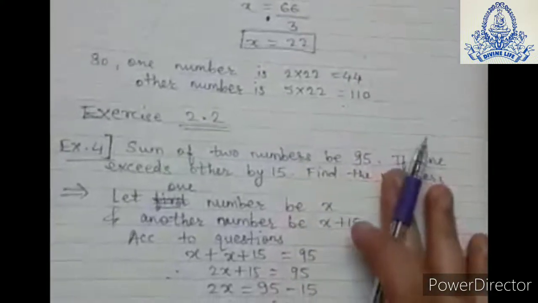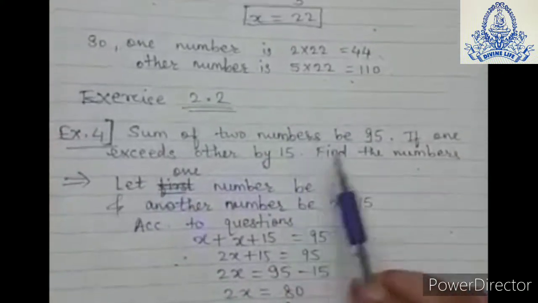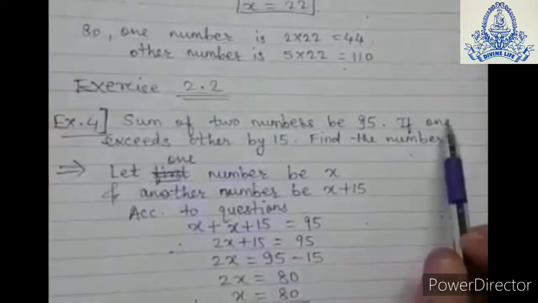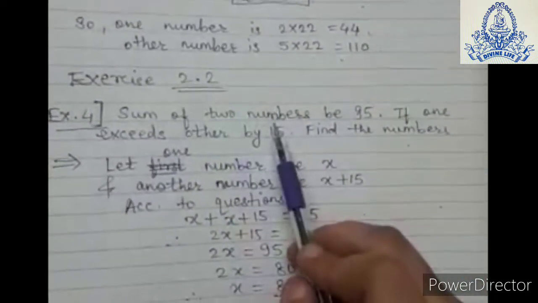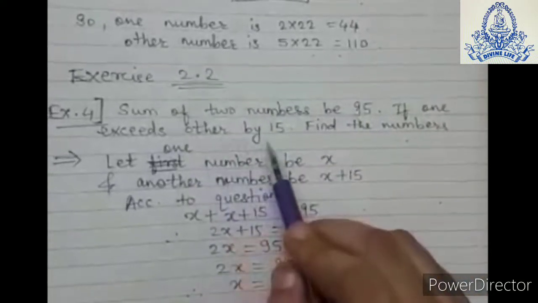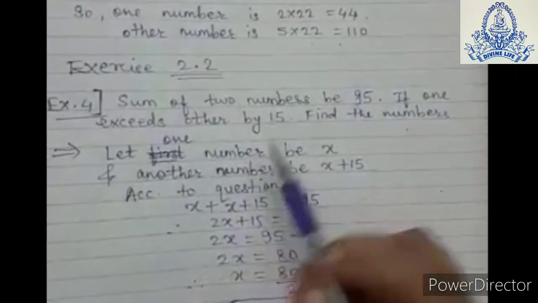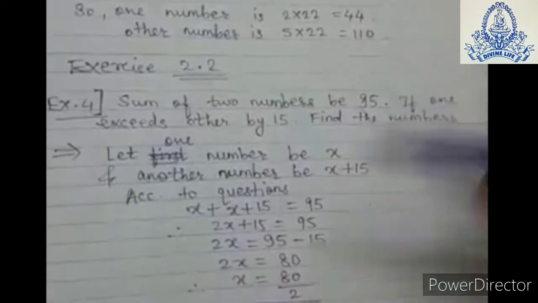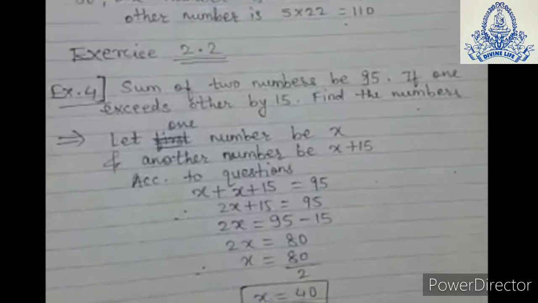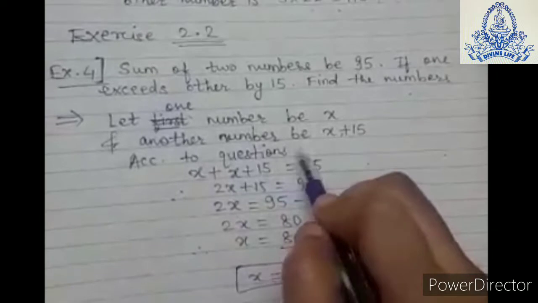Now let us start exercise 2.2. The sum of two numbers is 95. If one exceeds the other by 15, find the numbers. See what the question is. The sum of two numbers is 95. If one exceeds the other by 15, it means let one number be x and the other number be x plus 15. Exceeds the other by 15 means it is more than that number by 15. So we will consider one number to be x and the other number to be x plus 15.